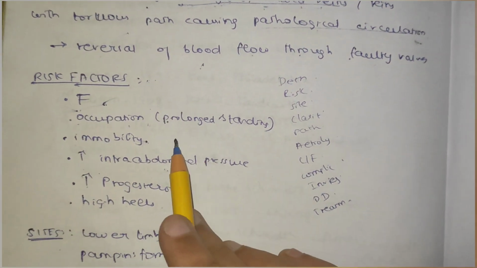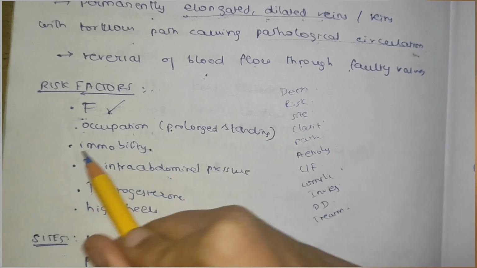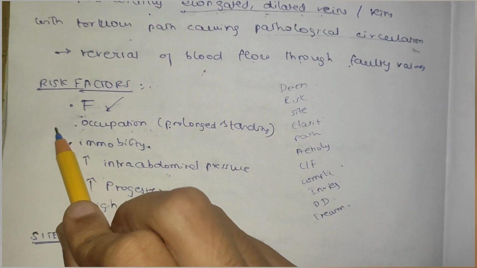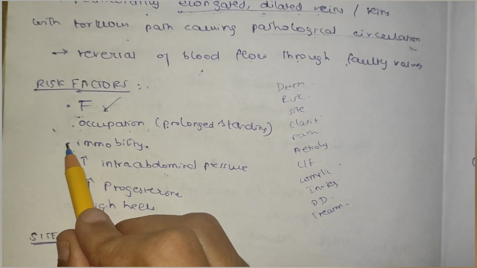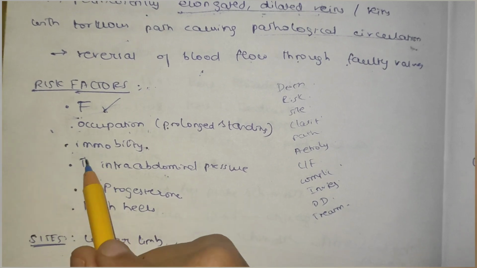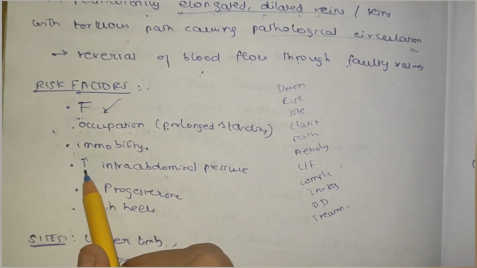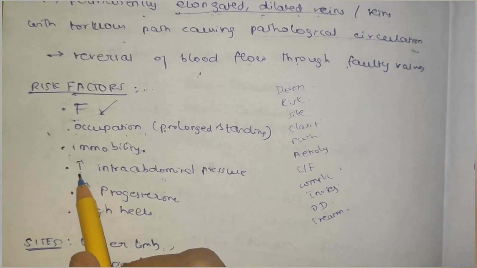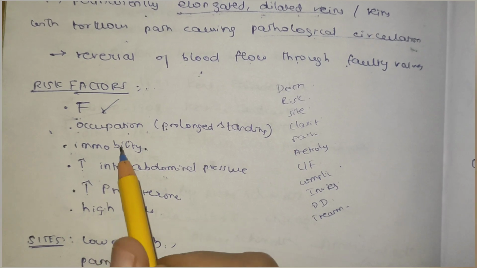So next one is the risk factors. It is more common in female sex and due to occupation that demands prolonged standing. And next one is immobility. Persons who immobilize the limb for a long period of time have more chances of getting varicose vein. And next, intra-abdominal pressure is increased in cases of wearing tight dresses, or in case of pregnancy, and it may cause varicose vein.